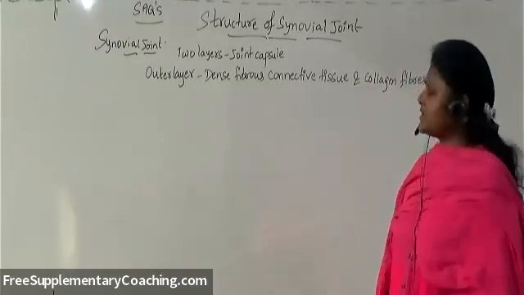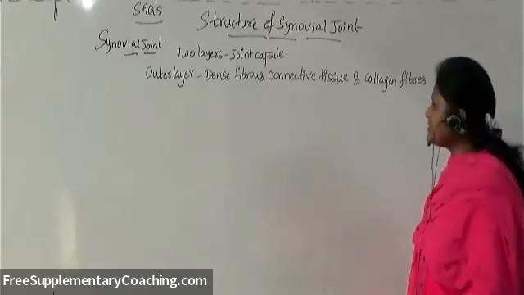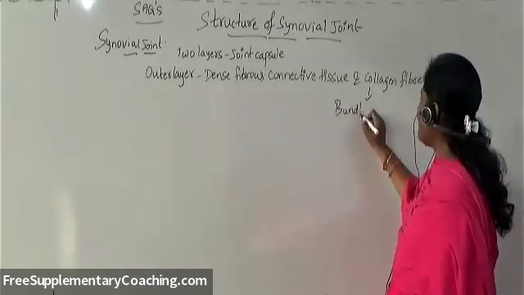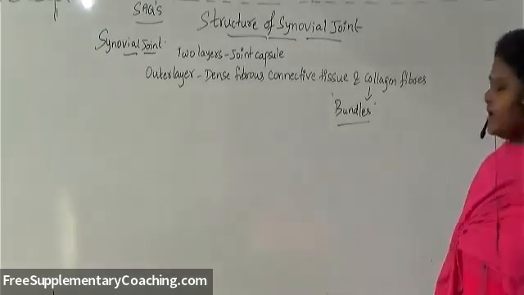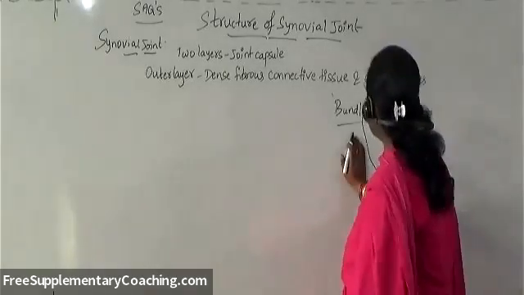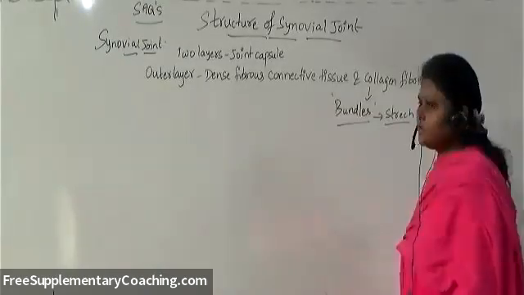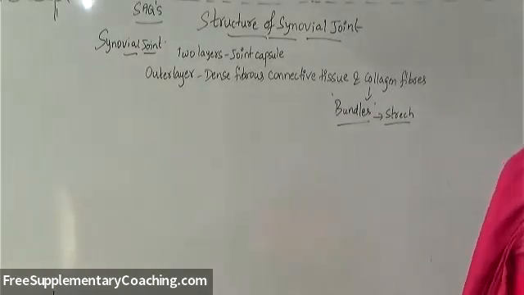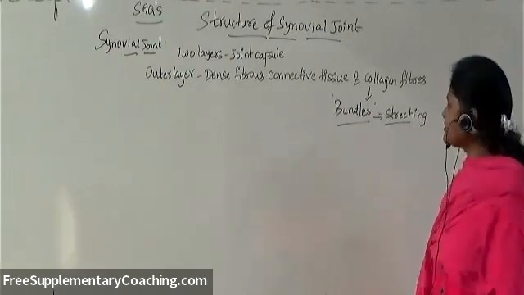So the outer layer is made up of dense fibrous connective tissue and collagen fibers, where these collagen fibers are arranged in the form of bundles. The collagen fibers arranged in bundles help in stretch resistance, so they help in the process of stretching.